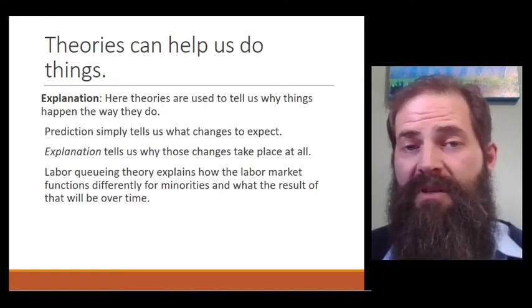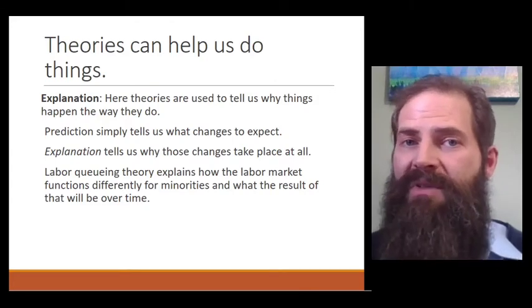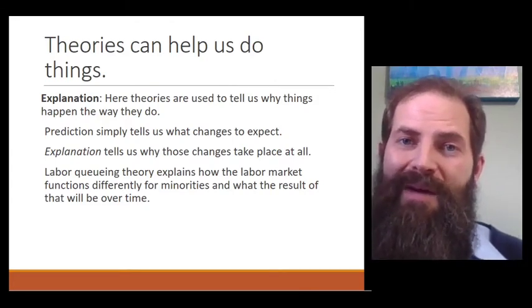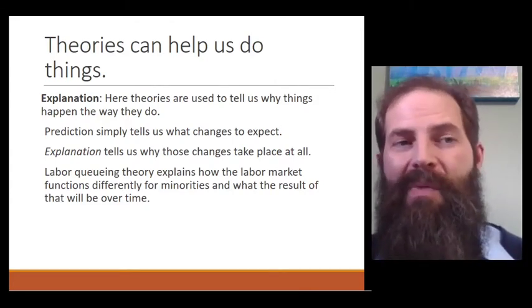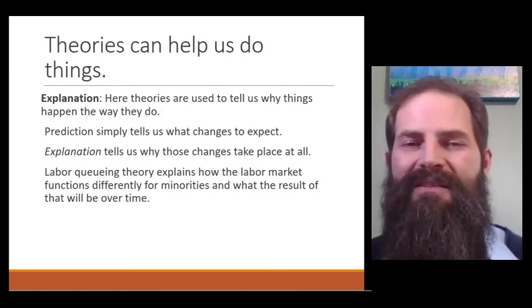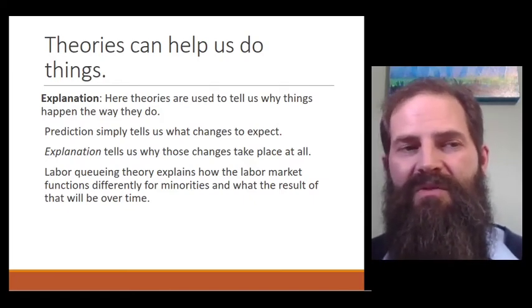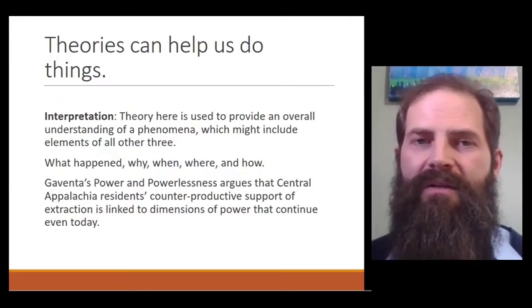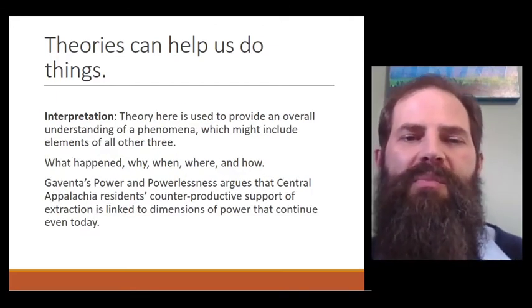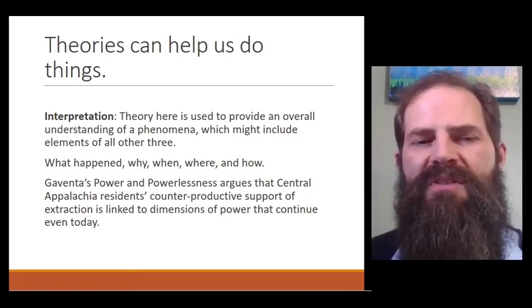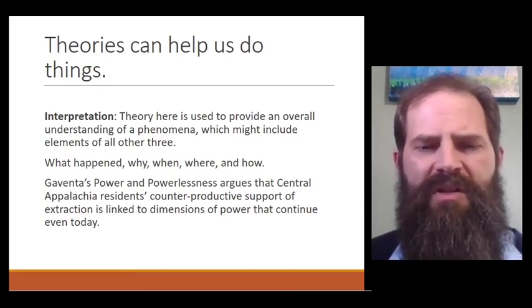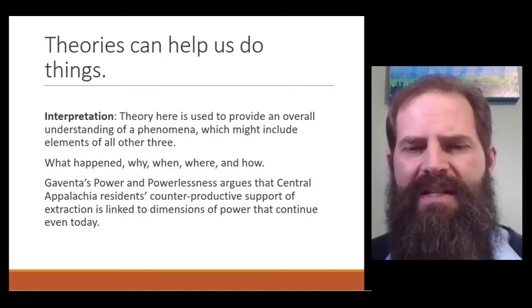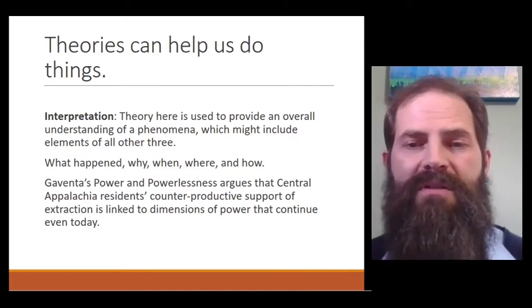So this is a good example of using a theory to explain what's happening. Not only did it predict what happened, but it explained how that process occurred in our society. And it gives us an idea, too, of what it means for the long run. We've got one more idea here. Dr. Paolucci talks about how theory can help us interpret. Now, this gives us a sense of what has happened in a particular place, why it happened, when it happens, and how it happens.